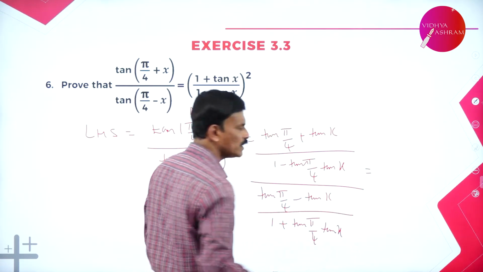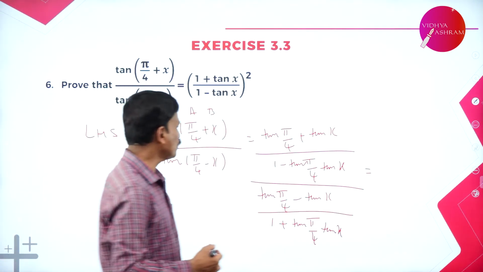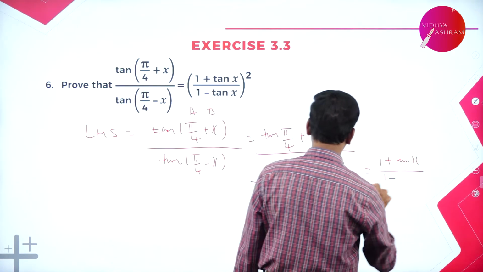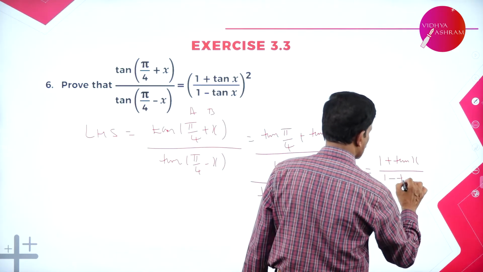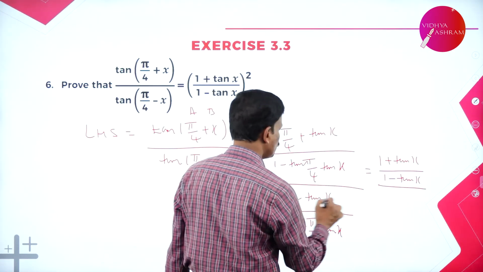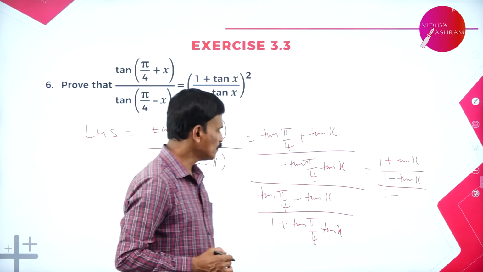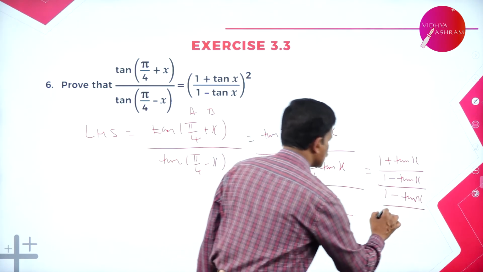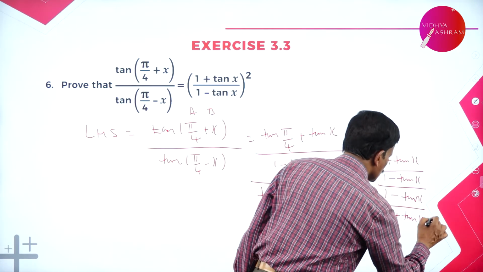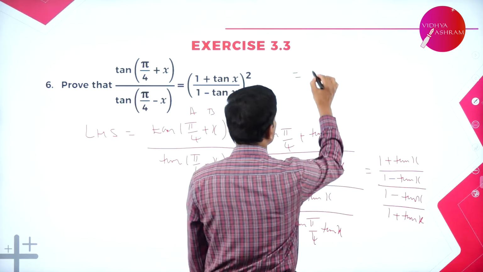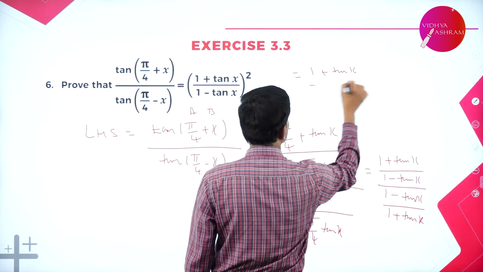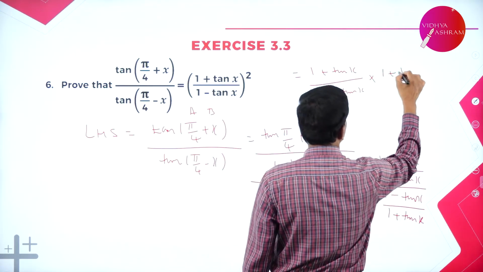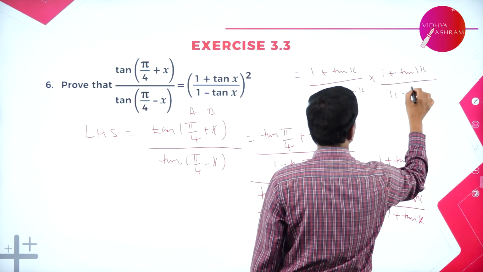Now, if I apply the formula, what is tan pi by 4? Tan 45 is 1. So 1 plus tan x divided by 1 minus 1 into tan x, which is tan x, divided by, in the denominator, tan 45 is 1, so 1 minus tan x divided by 1 plus 1 into tan x. Now, this can be written as 1 plus tan x divided by 1 minus tan x. This goes to the numerator, 1 plus tan x divided by 1 minus tan x.